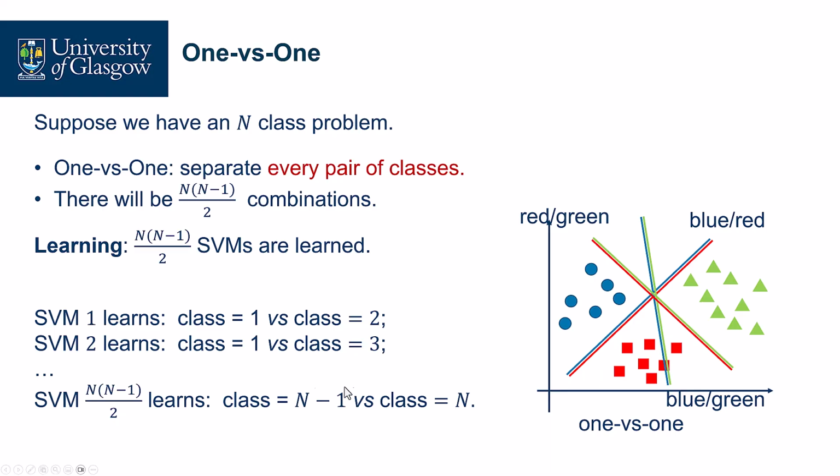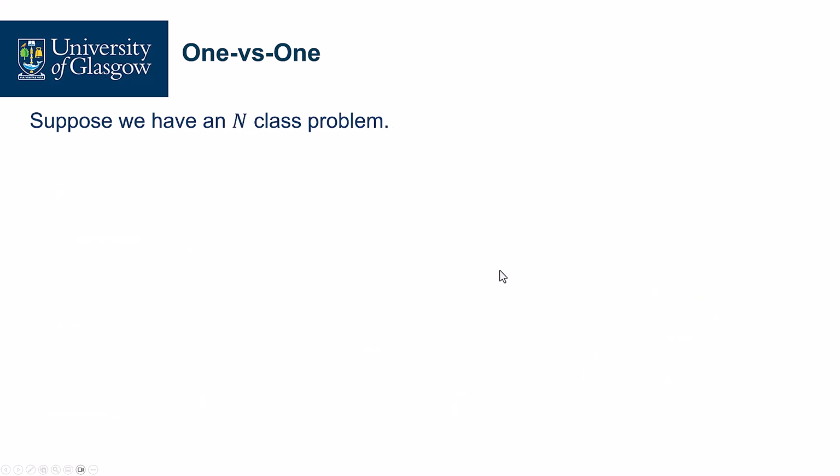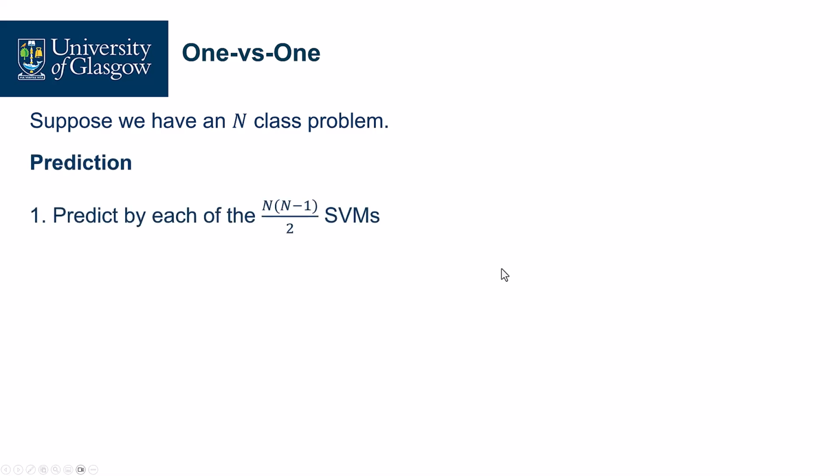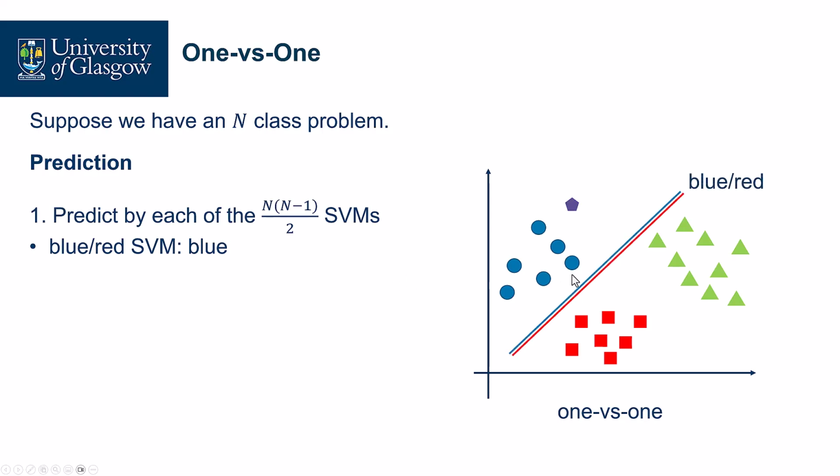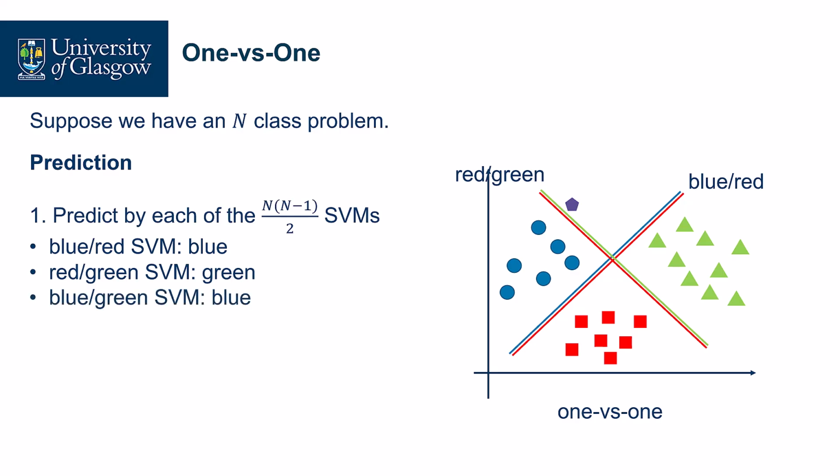Using this number of SVMs, how can we predict a new point? We can do it like this. We use each of them as an SVM to do a prediction, and then we will have a result, right? For example, this is a predicted point. Let's use a blue-red prediction. Okay, I predict it to be blue. Then I use a red-green prediction. Okay, I predict it to be green. Then I use a blue-green prediction. Okay, I predict it to be blue.